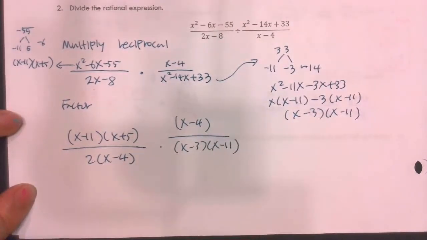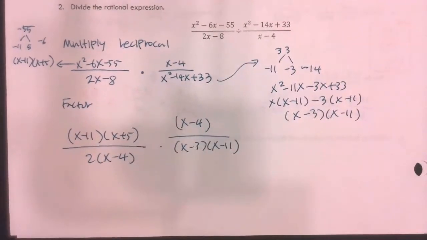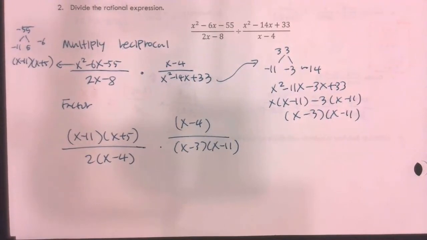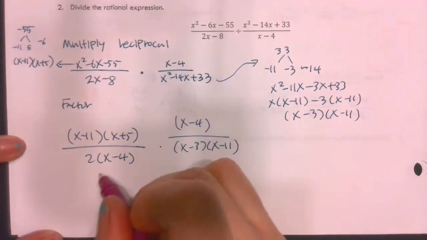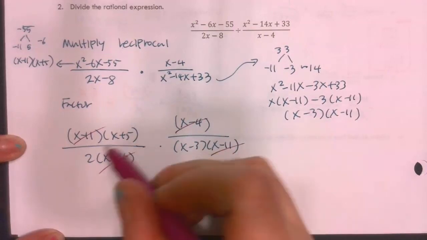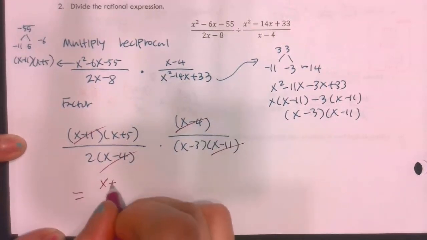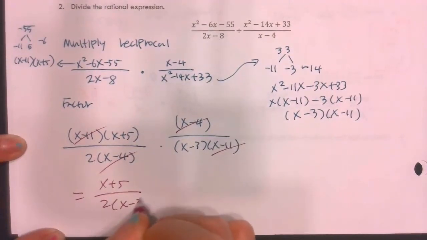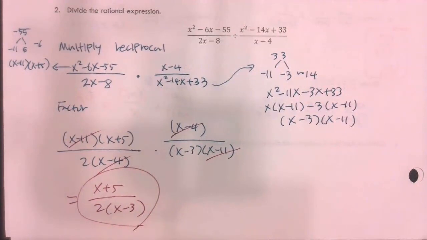Okay, so does it look like I factored every single thing? Yes, I did. Then let's go. The fun part, right? It's always the fun part. Cancel common factors out. Anything else? I don't think so. So x plus 5 over 2 times x minus 3 is what you get.